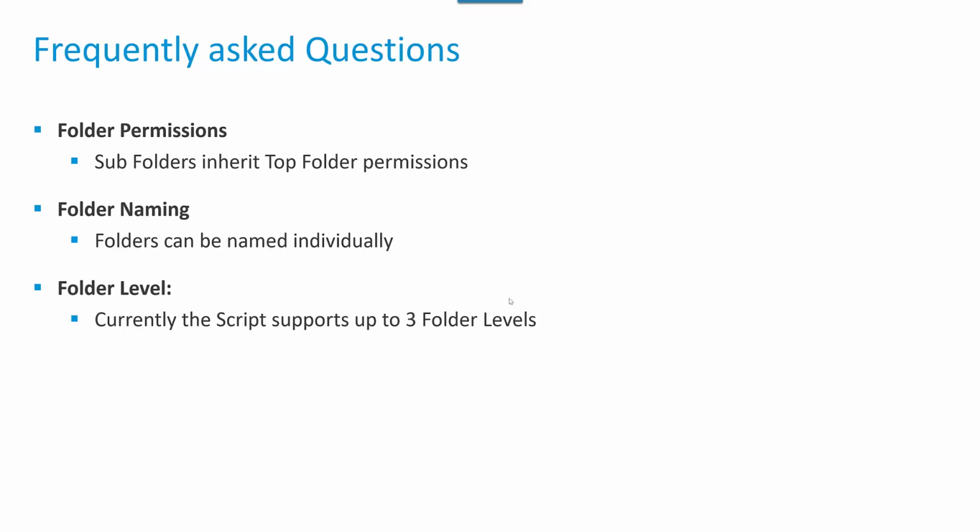Last but not least, I'd like to address some frequently asked questions. One is folder permissions. If you assign a permission to the top folder, all subfolders will automatically inherit that permission. Folder naming: folders can be named individually. Folder levels: currently the script supports up to 3 folder levels.